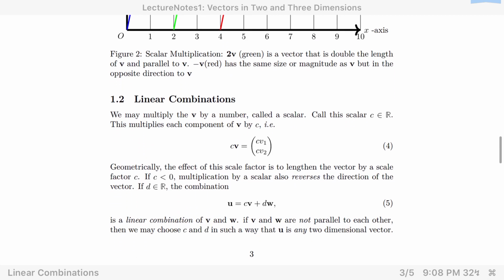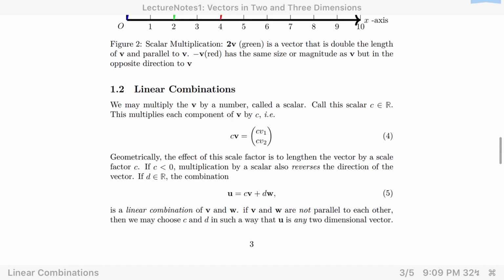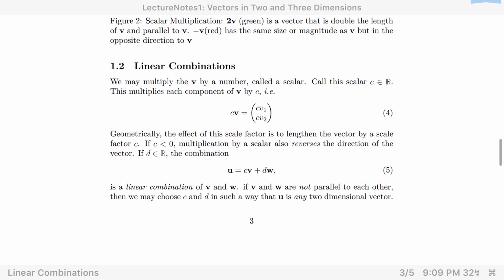Now, however, if v and w are not parallel to each other, you can choose c and d such that any vector in the xy plane or any vector in R2 can be represented as a linear combination of v and w. In this case, we say that v and w, they span R2.